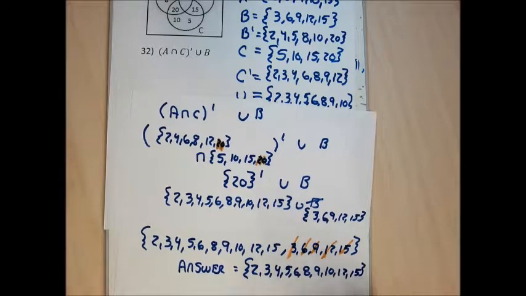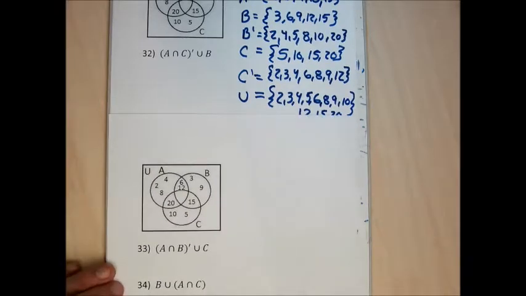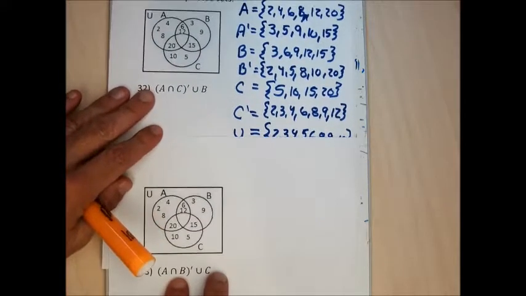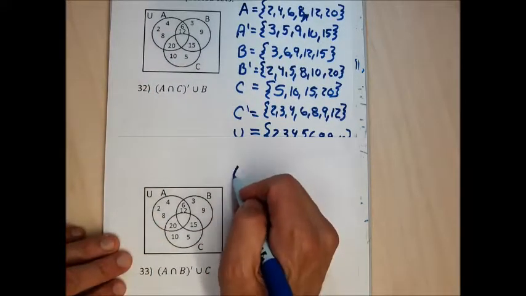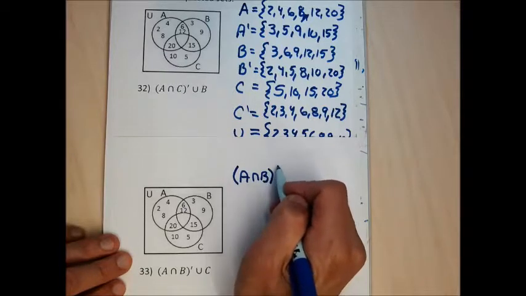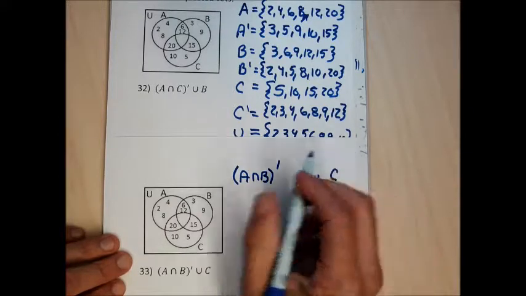Horrible problem. Let me do 33 with you just because these are disgusting. So for 33, the first thing I need to do is A intersection B complement. So to start 33, I'm going to figure out what this A intersection B complement is, and then I'll worry about the unioning with C.